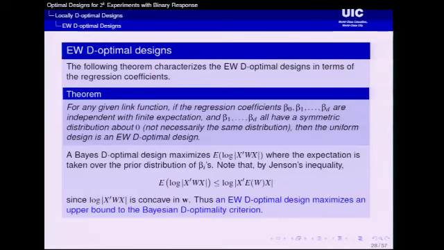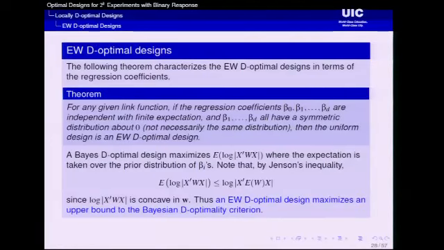Let me show. Okay, this is an interesting slide. For any given link function, if the regression coefficients are independent with finite expectations, and they all have symmetric distribution about 0, then the EW D-optimal design is the uniform design. But that is nice. But look at this one.